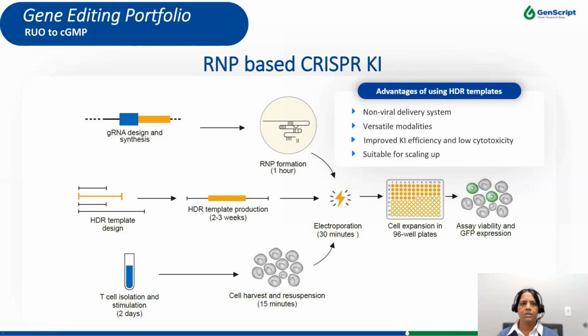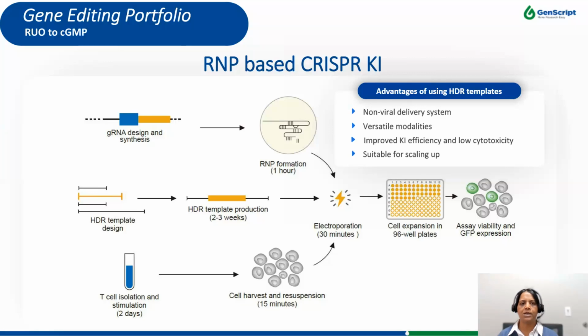So, RNP-based CRISPR knock-in is a gene editing technique where the RNP complex targets a specific location on the genome, creating the double-strand break that allows for the insertion or replacement of desired DNA sequence through homologous recombination or non-homologous end joining. In this approach, the RNP complex and HDR knock-in templates are designed, manufactured, and introduced into the cell simultaneously using electroporation. Afterward, the cells are analyzed for downstream application.